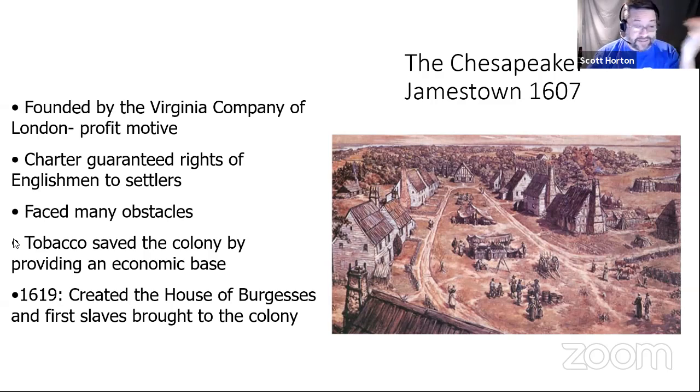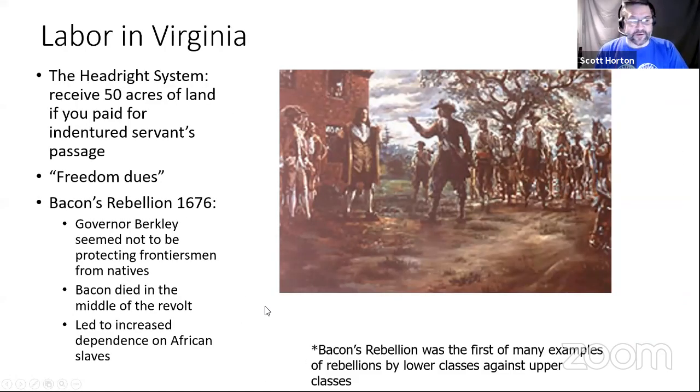In 1619, they created the House of Burgesses, one example of early self-government in the New World. And also in that year, the first slaves were brought to the colony. So you begin to get that defining characteristic of the United States, that we're democratic and yet we're also a society that has slaves. And how can we resolve those two things? And that answer will come a little bit later in the course.